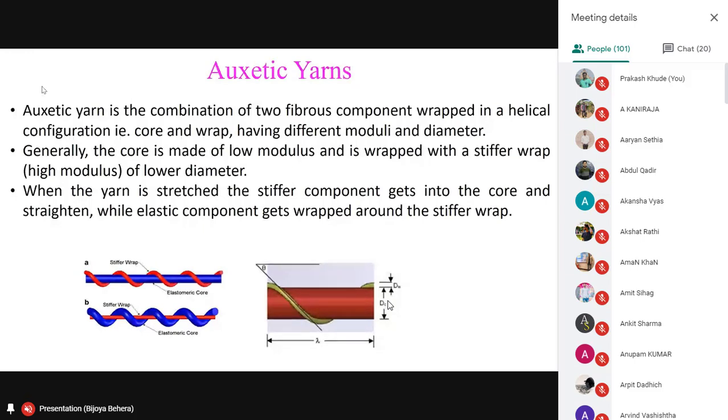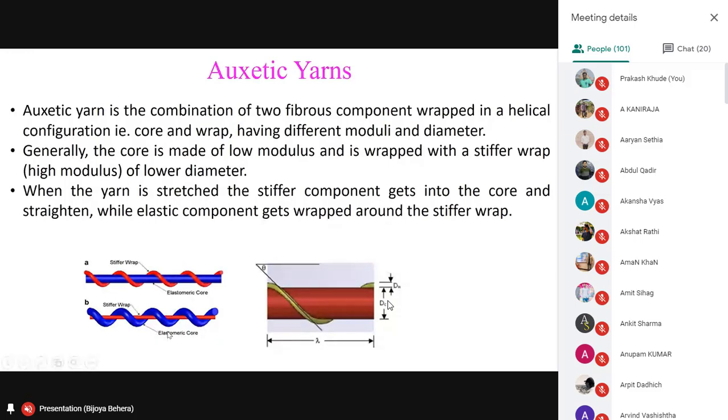You can compare the diameter between A and B. So A is when it was not extended. That means the red one was stiff yarn, blue one was elastic yarn. Now after winding at a certain angle, when you try to elongate them, the red portion remains the same length, whereas the elastic portion gets extended and wraps up over the red one. Since the diameter of this blue yarn, that is elastic yarn, is very, very high, the diameter after extension becomes high. And that is nothing but auxetic behavior.